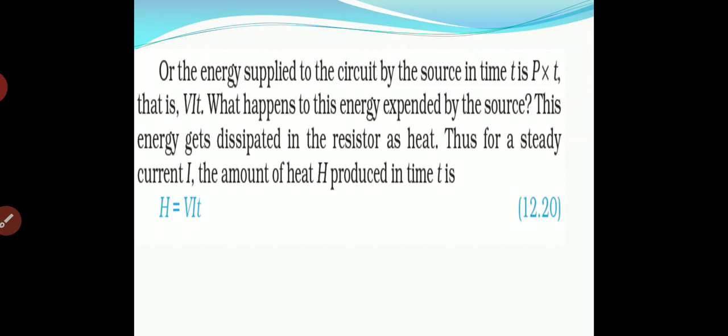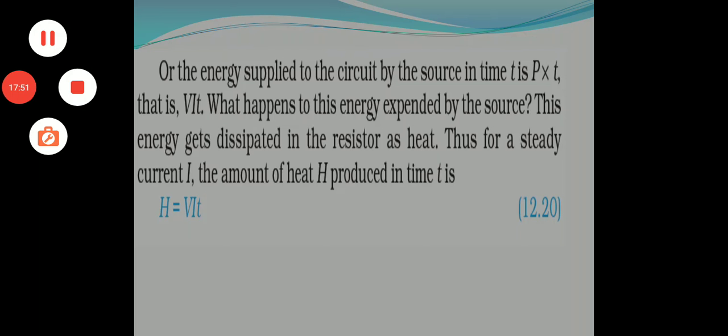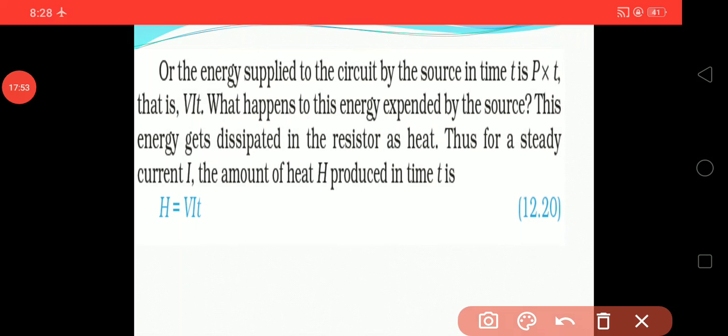Or the energy supplied to the circuit by the source in the time t is PT. How much energy is supplied? It will be PT. We know it very well. We have got P as power, and we have got energy as PT.